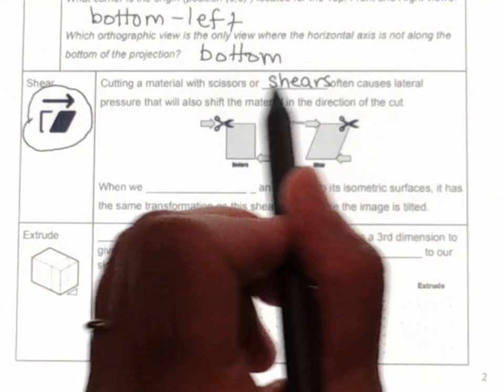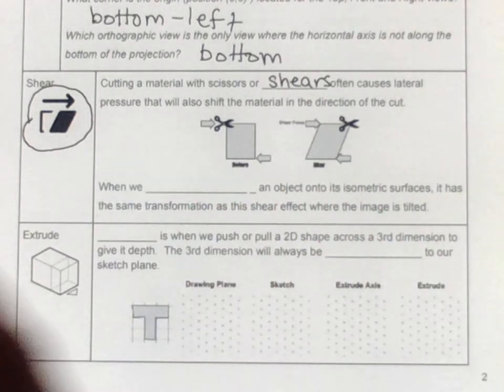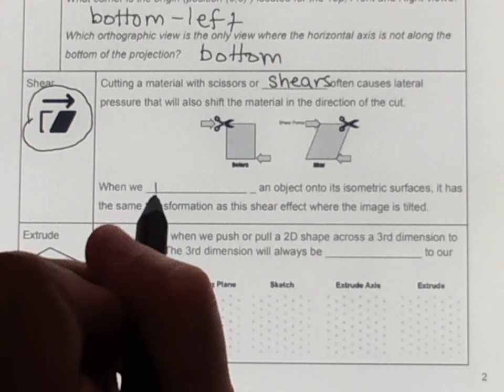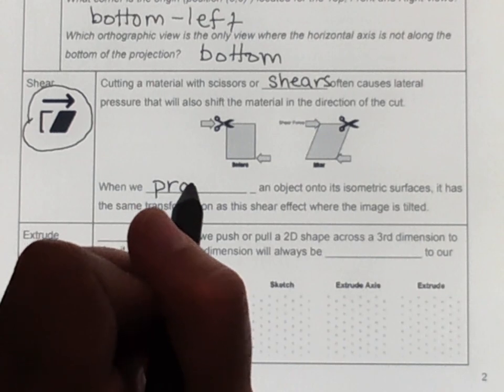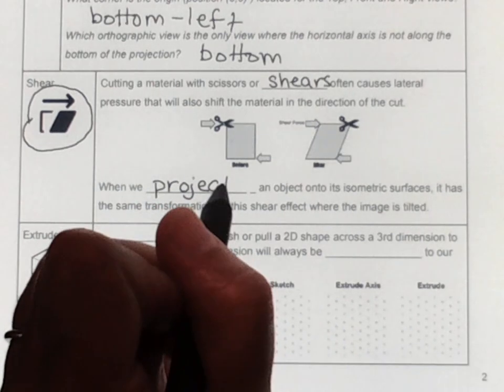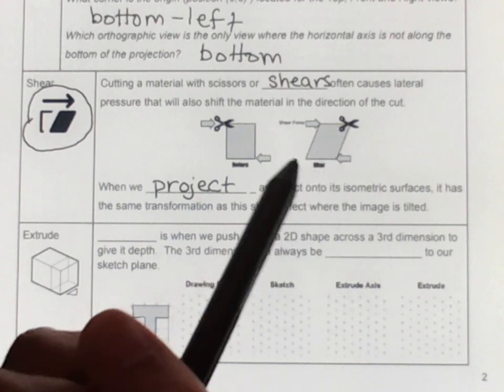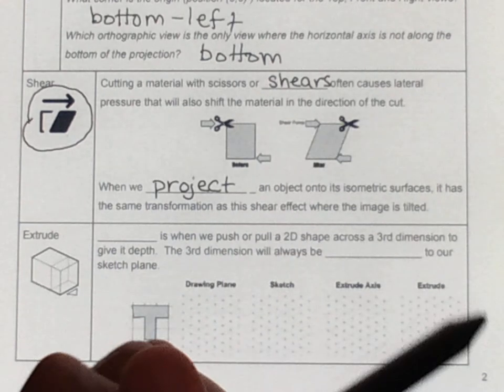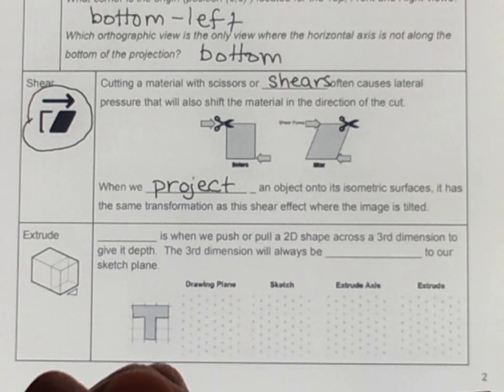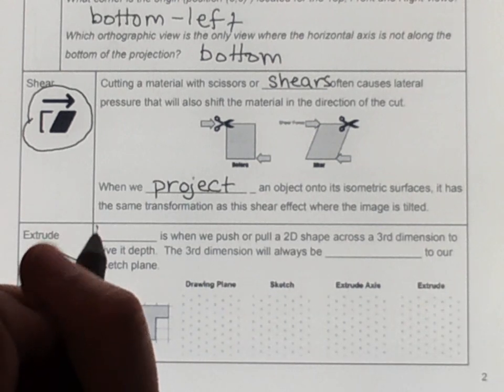But I don't really use that word shear as I draw. What I do is I'll say that we're projecting this rectangle onto a surface that now makes it look like a parallelogram instead. The other word I'm going to use is extrude.